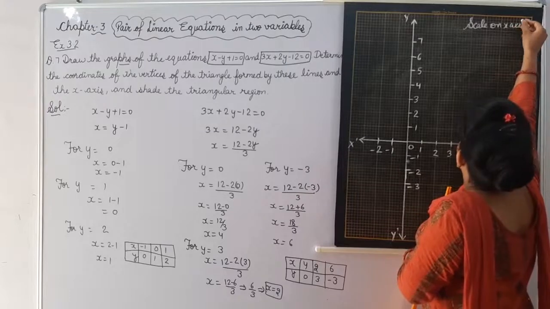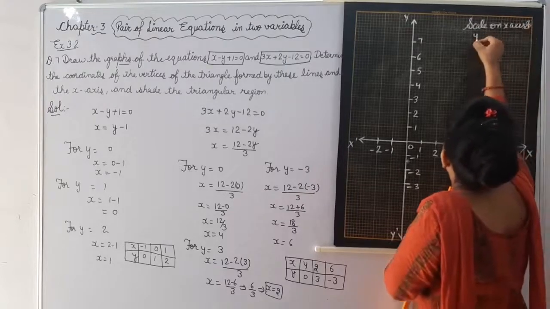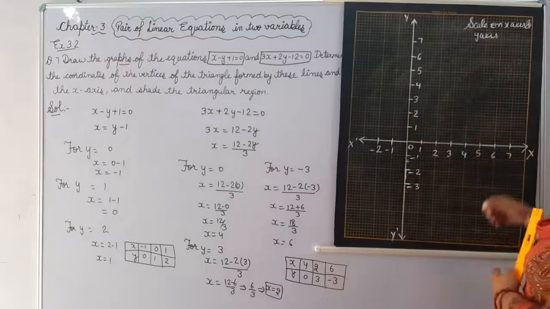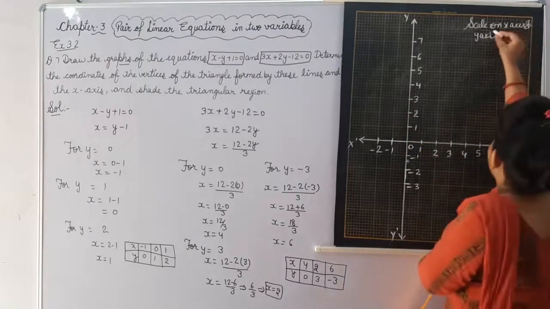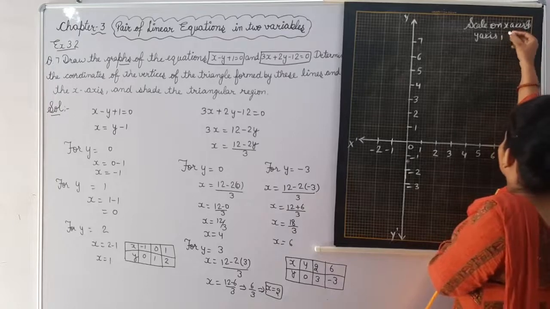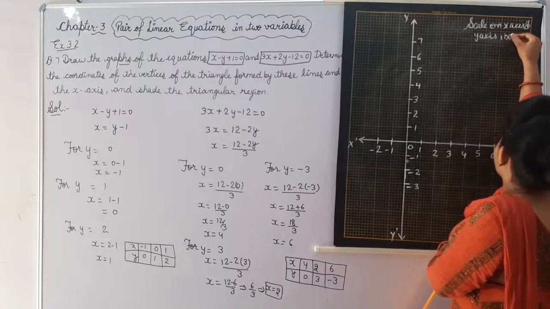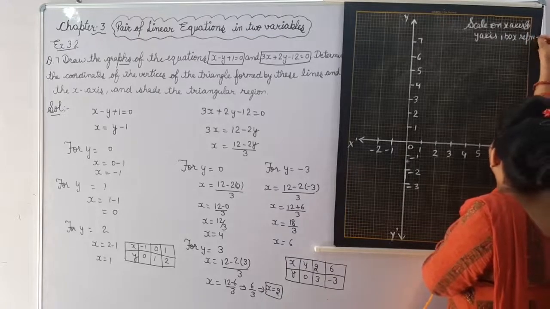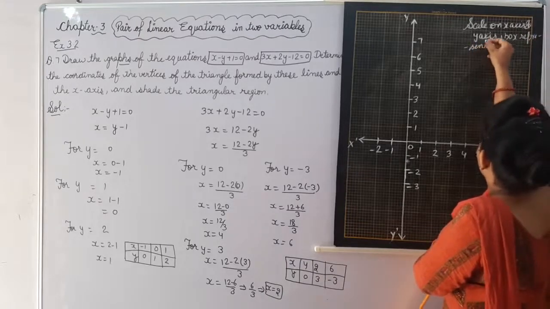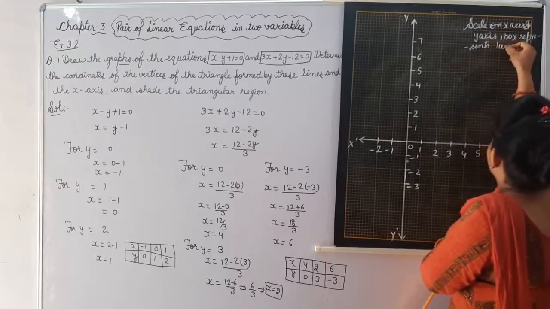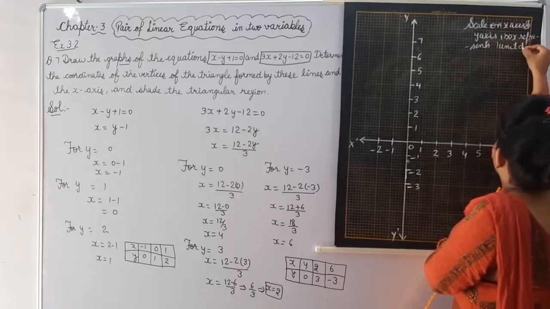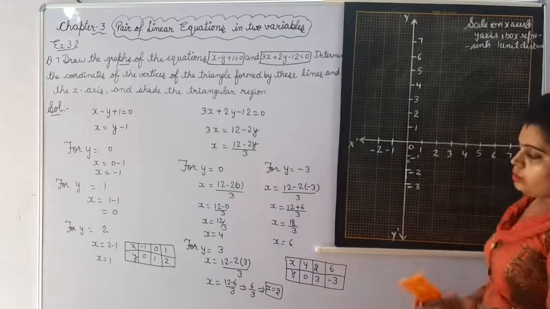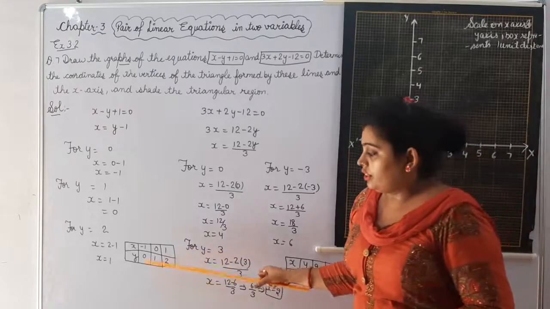On the x axis and y axis, I have taken 1 unit distance on both axes. On the x axis and y axis, 1 box represents 1 unit distance.